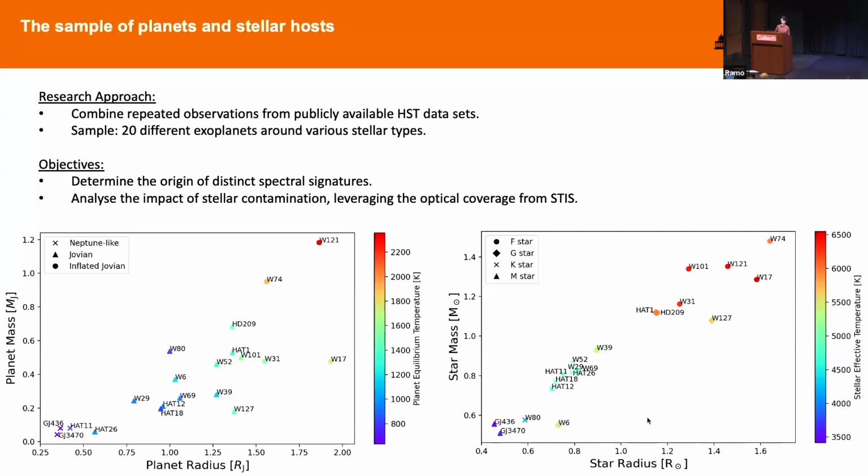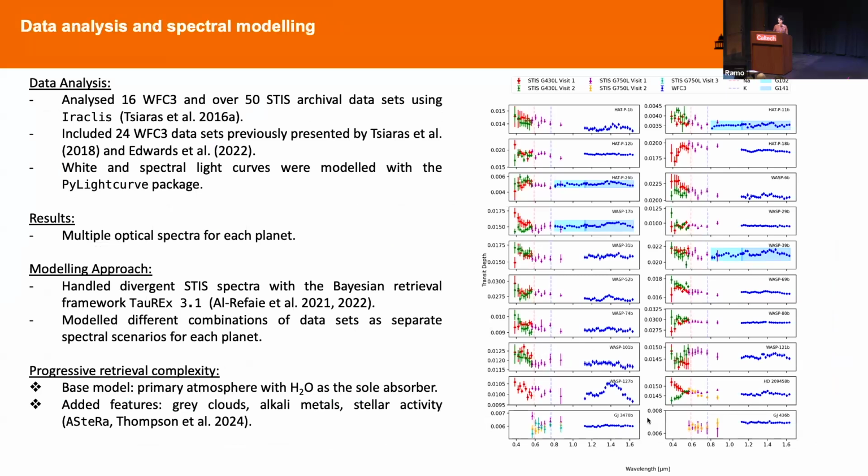So the goal for this study was to determine the origin of the different spectral features that we see in these exoplanetary spectra. So using Heracles, we reanalyzed more than 50 STIS observations and 40 WFC3 data sets. And here on the right-hand side, you can see the results of our data analysis. But one of the things that might actually strike you the most was that when we have multiple observations obtained with the same STIS grating, we actually see differing features for the same planet when these observations were taken at different epochs.